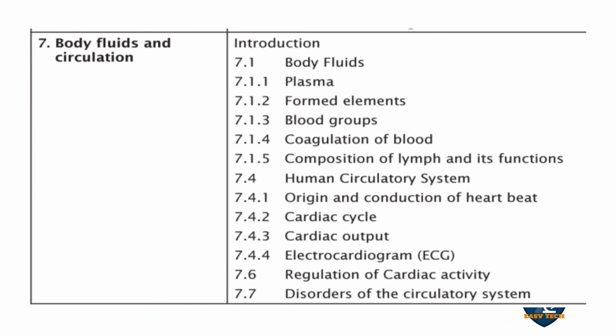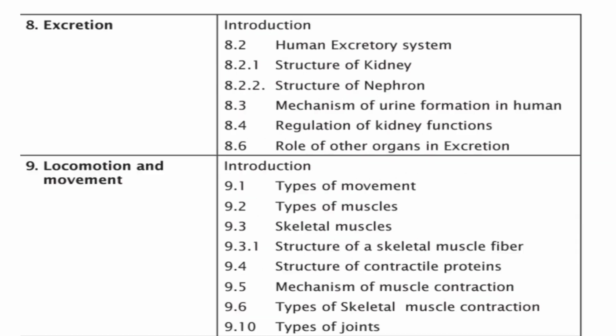Seventh chapter, body fluids and circulation. 7.1 body fluids, 7.1.1 plasma, 7.1.2 formed elements, 7.1.3 blood groups, 7.1.4 coagulation of blood, 7.1.5 composition of lymph and its function, 7.4 human circulatory system, 7.4.1 origin and conduction of heartbeat, 7.4.2 cardiac cycle, 7.4.3 cardiac output, 7.4.4 electrocardiogram ECG, 7.6 regulation of cardiac activity, 7.7 disorders of circulatory system.